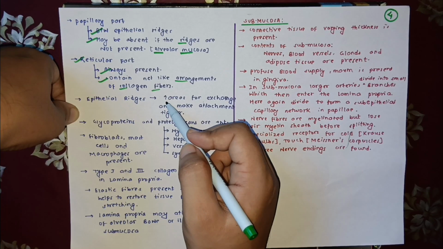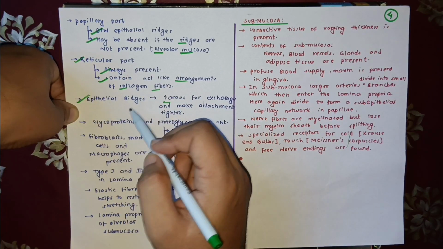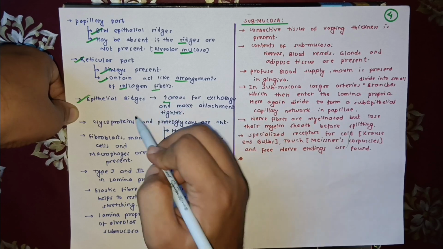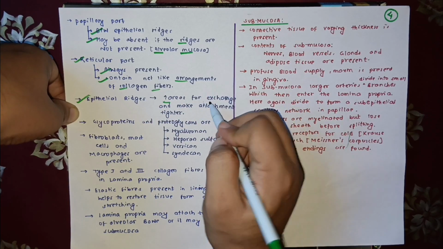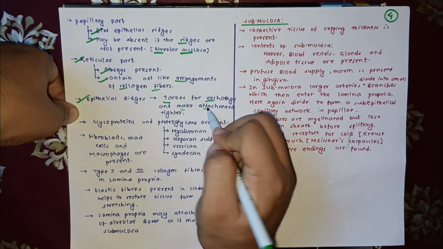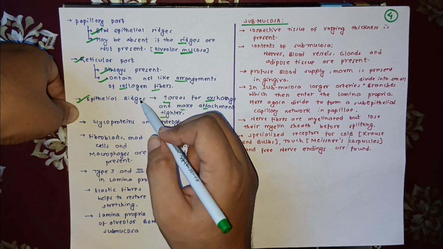Okay, so they are for increasing the areas for exchange and making the attachment tighter. So epithelial ridges are mostly for increasing the area for the exchange and for making a proper and strong attachment. That is the function of the epithelial ridges.